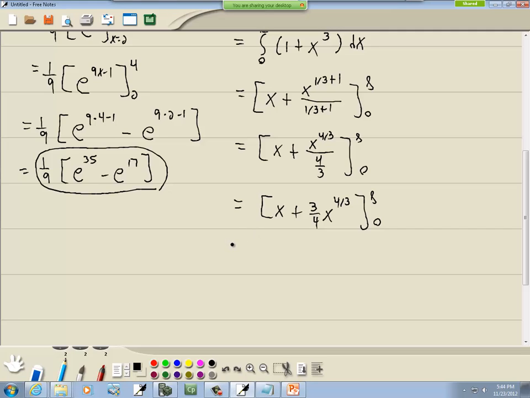Now if I plug these numbers in at this point, so I'll plug in 8. I got 8 plus 3/4 times 8 to the 4/3, and 0 plus 3/4 times 0 to the 4/3, and minus between them. 0 to the 4/3 power is 0 times 3/4 is 0 plus 0 is 0, so all that drops away. So we're left with our first part.